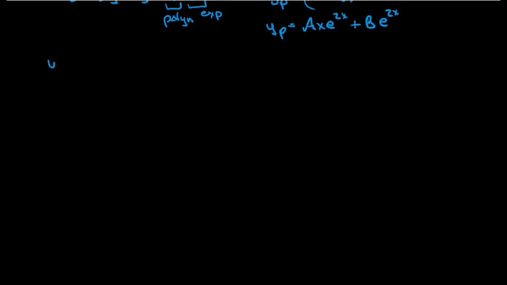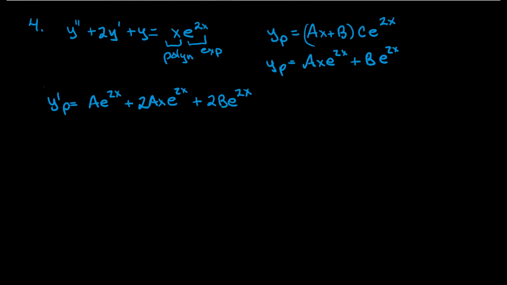So the first derivative is going to require a product rule. So we're going to have a e to the 2x plus, I'm going to save some space, we're going to have our ax. The derivative of e to the 2x is e to the 2x times the derivative of 2x, which is 2. So that has that. Plus, the derivative of our second term is going to be 2b e to the 2x, like that.